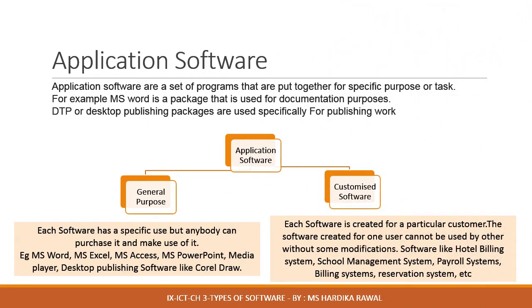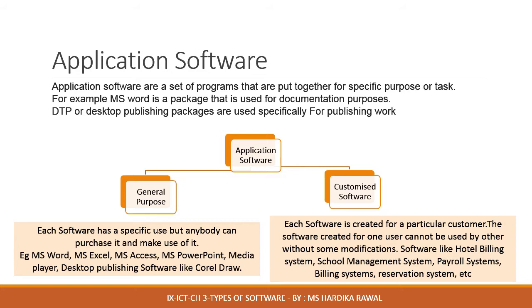Coming over to application software. Application software are a set of programs that are put together for a specific purpose or task. For example, MS Word is a package that is used for documentation purpose. DTP or desktop publishing packages are used specifically for aiding publishing work. There are two types of application software: general purpose application software and customized software.